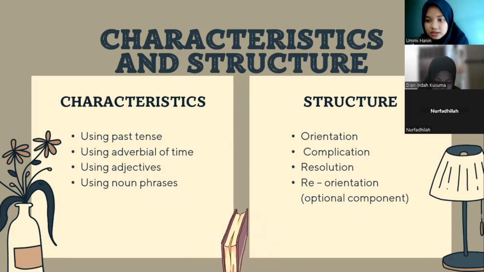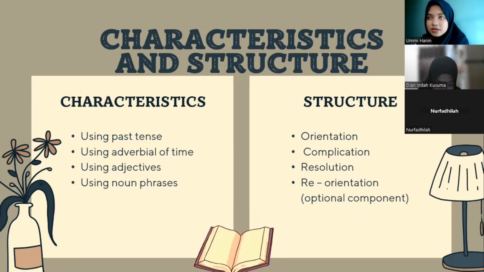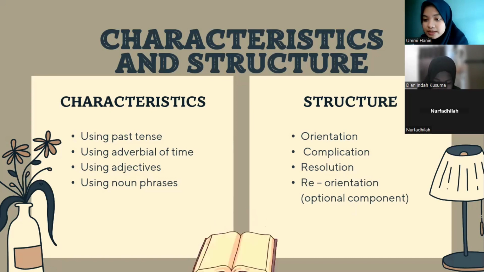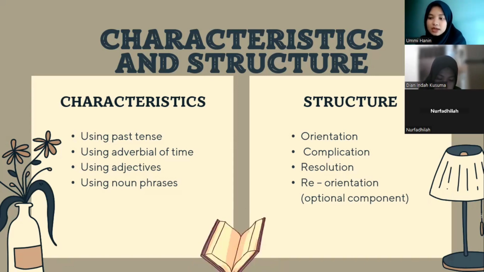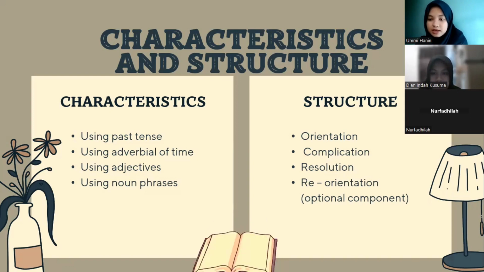The last structure is reorientation, which you can also know as evaluation. Reorientation is an optional component of a narrative text that serves to reflect on the story and its events, reinforcing the moral lesson or theme. This section typically appears at the end of the story, providing a summary or commentary on the characters' experiences and the consequences of their actions.